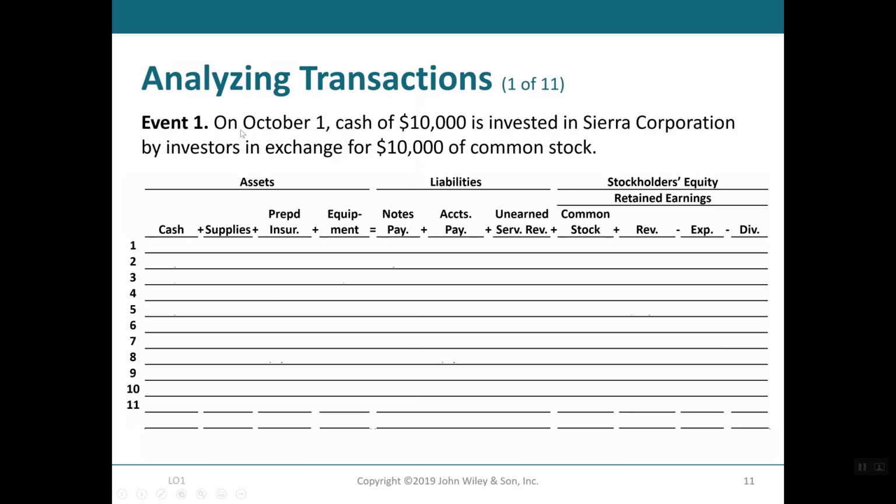So event 1, on October 1, cash of 10,000 is invested in Sierra Corporation by investors in exchange for 10,000 of common stock. Now, when we look at this event, what exactly is going on? We have 10,000 which this company invested. So that means our cash for the business went up. That's an increase in our cash. And then we have 10,000 in common stock, which is also an increase in the stockholders' equity. There we go.